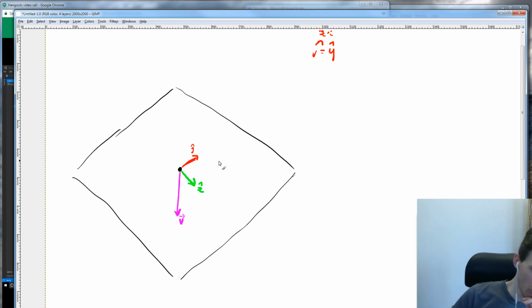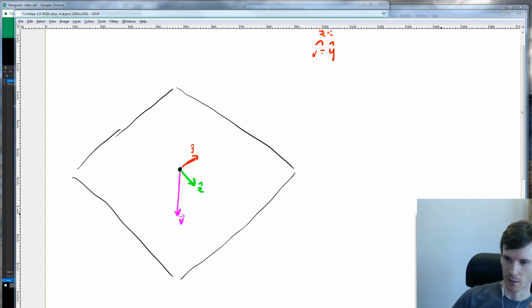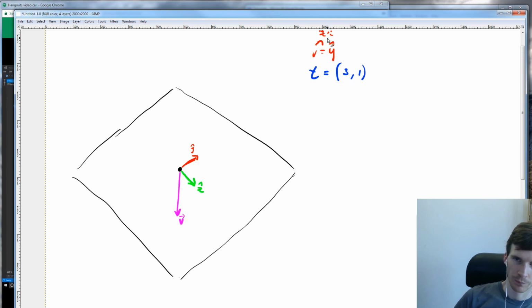And now we want to translate it. So we're going to pick our translation vector, and I'll draw it in blue, t equals 3 on the x-axis, 1 on the y-axis. So already we can predict, 1 on the y-axis, so it's going to come up 1, it's going to go 1, 2, 3, it's going to end up somewhere around here, if we were just adding t onto v.